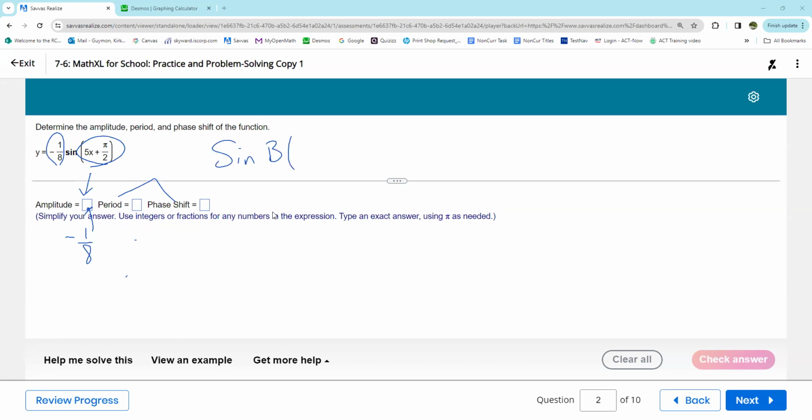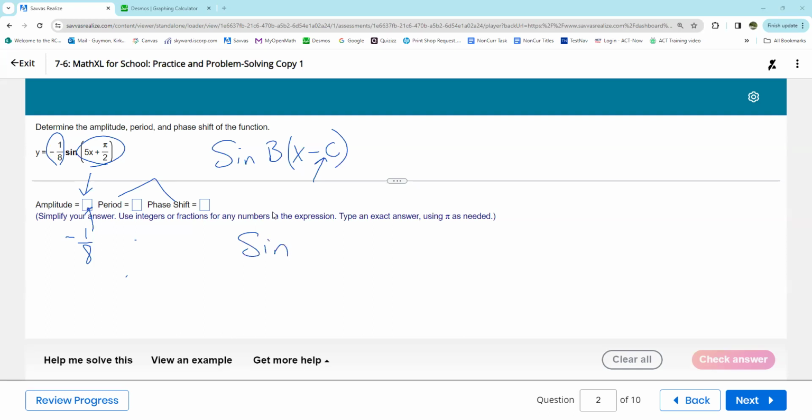Now the 5 will affect our period, the 5 being our frequency. 2π divided by the 5 will give us our period. But if we can get this in this form, then we can get our phase shift right here from the C. So we've got to factor out the 5.